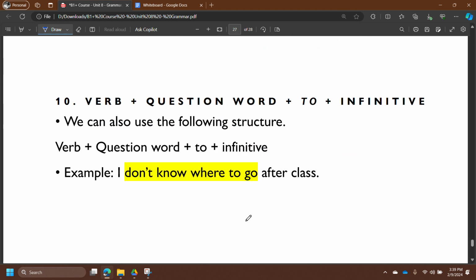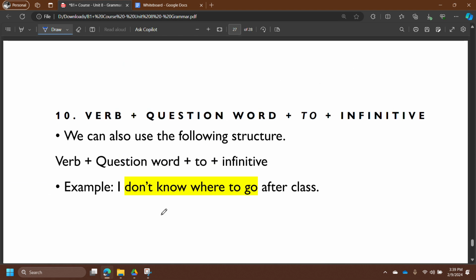Okay? And we have the last pattern as well, pattern number 10, we use verb plus a question word like, WH ones like what, who, or where, plus to plus infinitive. We can also use the following structure as mentioned. So verb, question word, to plus infinitive, like the one below. I don't know where to go after class. So don't know is the verb, where is the question word, and to is to, go is verb number one or infinitive in this case.